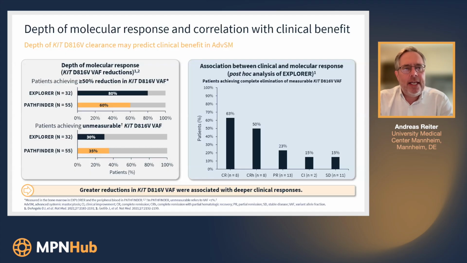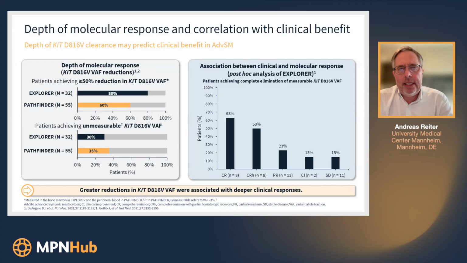We also have the KIT D816V mutation and its allele burden, which is the mutation which is present in more than 90% of patients. And here you can see the partial response with more than 50% reduction of the allele burden in 80% of patients in Explorer, in 60% in Pathfinder. And you can see that there were even about 1/3 of patients achieving unmeasurable KIT D816V, meaning complete molecular remission.